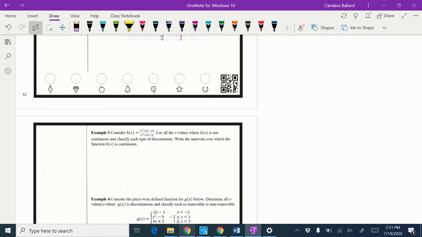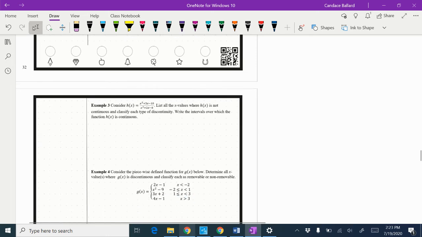So now we're going to do one without a graph. So we're doing the analytical approach now. Consider h of x equals x squared plus 3x minus 10 over x squared plus 2x minus 8. We're supposed to list all the x values where h of x is not continuous and classify each type of discontinuity. And then we're going to write the intervals over which the function h of x is continuous. So the first thing I need to do is factor this. So if I'm going to do my good old magic x, I need two numbers that multiply to -10 and add to 3. So that would be 5 and 2. It looks like 2 has to be negative. So x plus 5 times x minus 2.